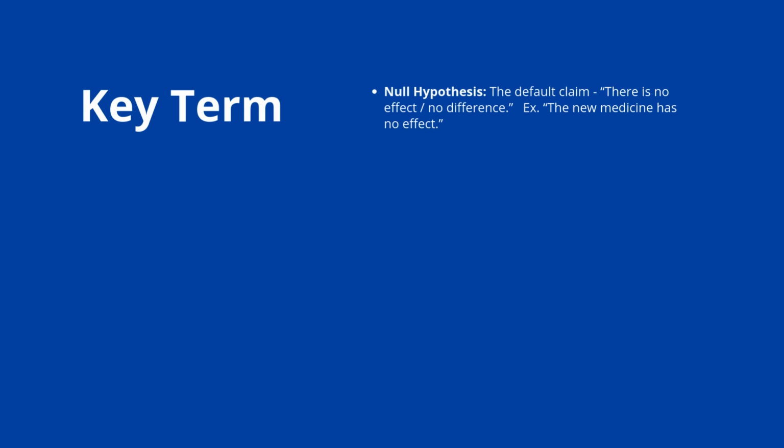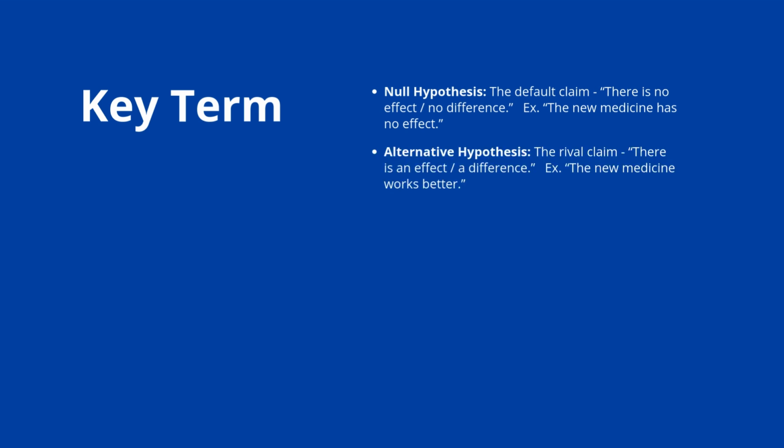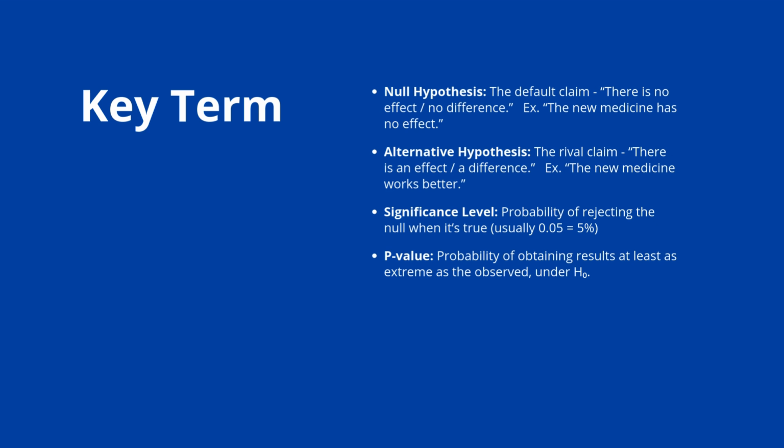First up is the null hypothesis, which assumes there is no effect or difference. Next is the alternative hypothesis, proposing there is an effect. Next one is the significance level, usually set at 0.05, which is 5%. It tells us what's considered statistically significant. The p-value helps us decide whether to reject the null hypothesis.